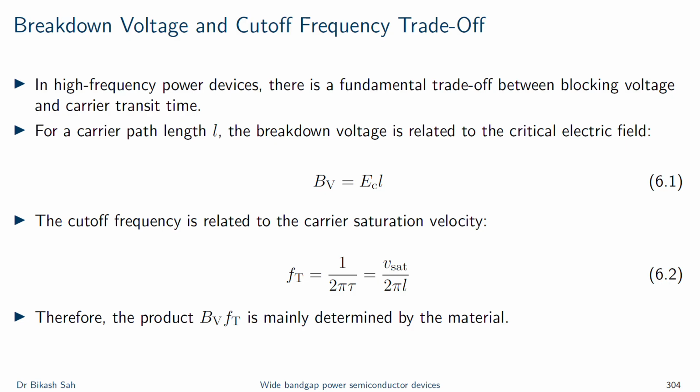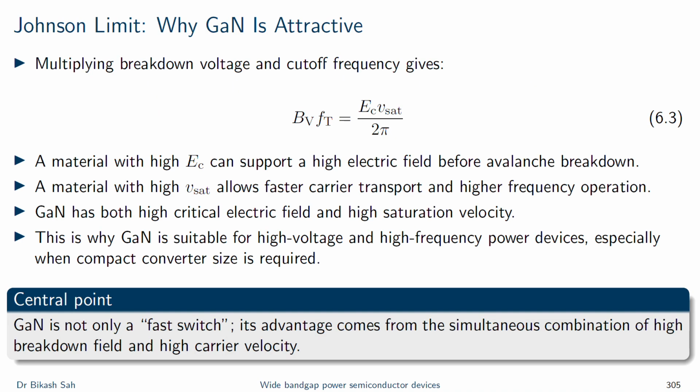This is a powerful observation because it tells us that a voltage-frequency product is fundamentally material dependent. In silicon, this product is limited by lower critical field and lower saturation velocity. In GaN, both are favorable, and GaN gives us a higher ceiling for devices that must block voltages and still switch very, very fast. This is the first principle argument. We will have a lot of data sheets added in our slides today. I will take you through them one by one.